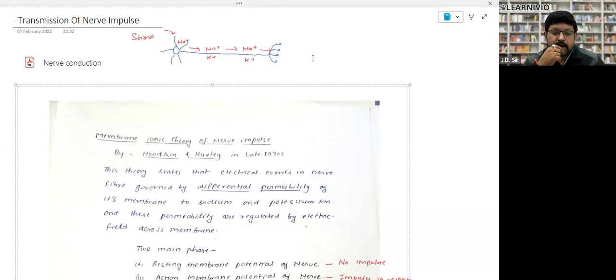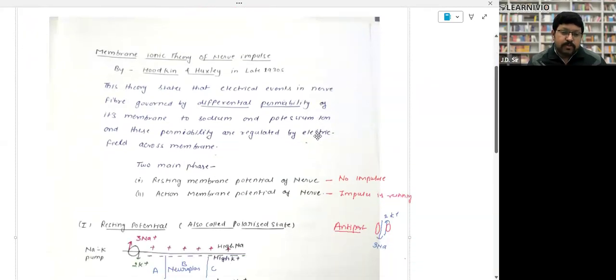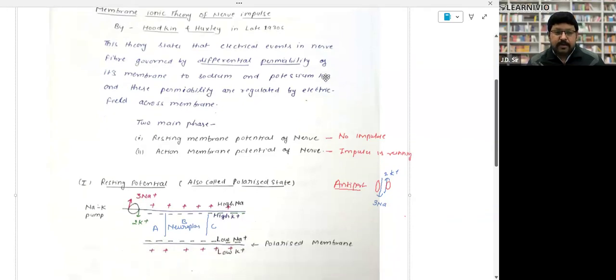So this theory was given by Hodgkin and Huxley. This is called the ionic theory of nerve impulse, right? So let me explain to you what is the membrane ionic theory of nerve impulse. It was given by Hodgkin and Huxley in the late 1930s, right?